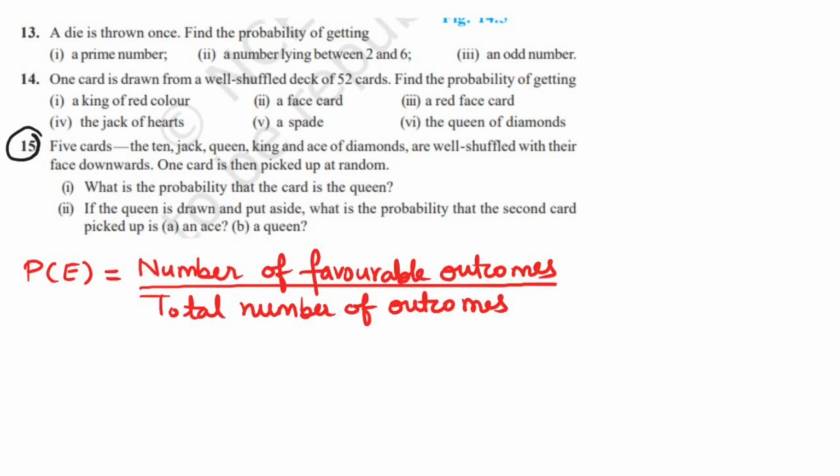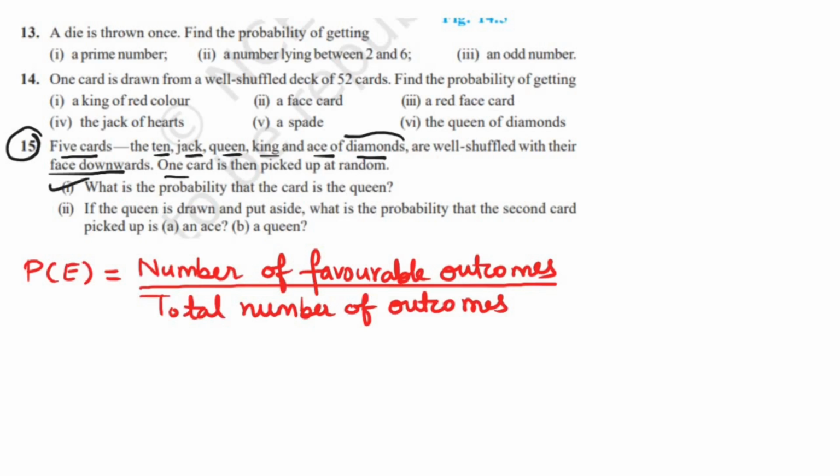Now coming to the 15th question: 5 cards, the 10, jack, king, queen, ace of diamonds are well shuffled with their face cards down. So this time we have only 5 cards in our hand, that is the number 10, a jack, a queen, king and ace, all of them from the diamond set, well shuffled with their faces downward, and then one card is picked at random.